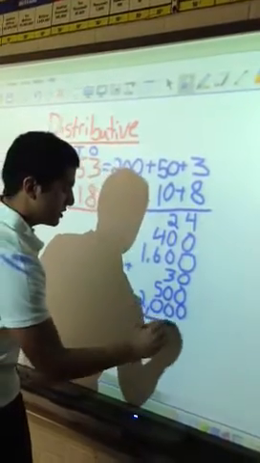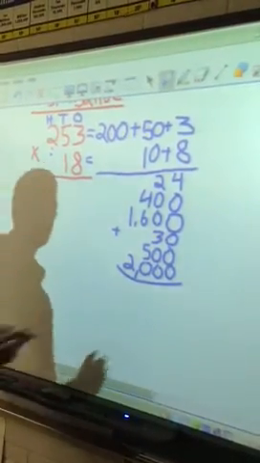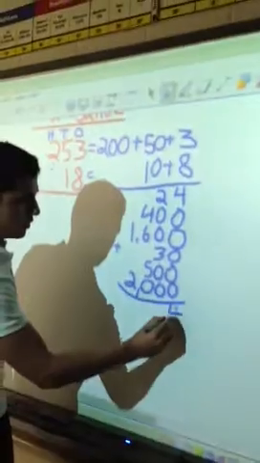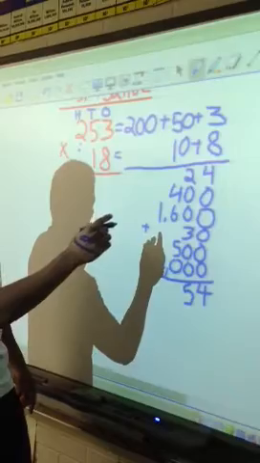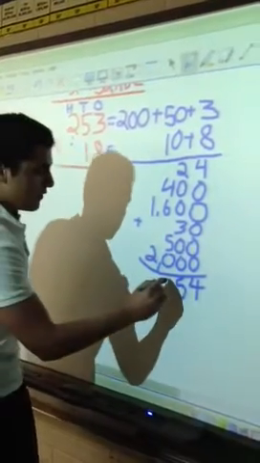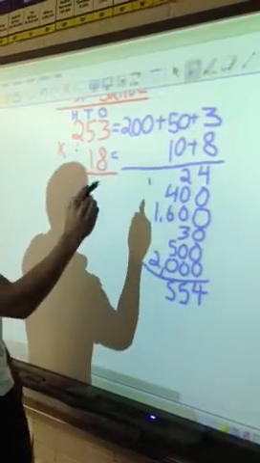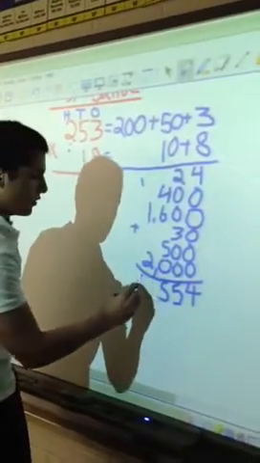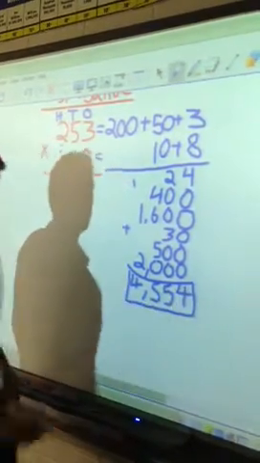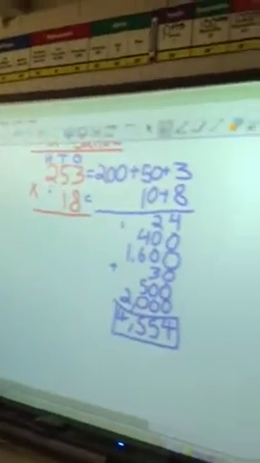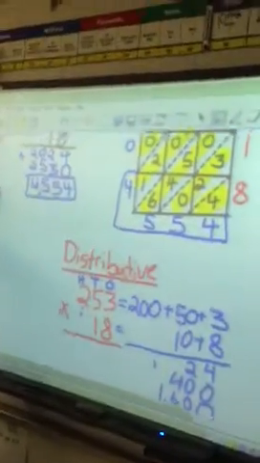Now we add all these numbers. So here we have 4, 2 plus 3, 5, 4 plus 6 is 10 plus 5, 15. Regroup the 1, and 2 plus 1 plus 1 is 4. 4,554 is our final answer. As you can see, we got the same answer using all 3 different methods.